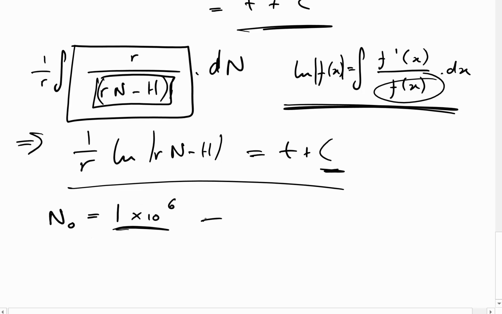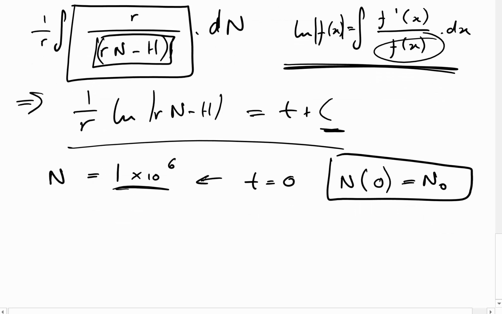So what does this actually mean? Well, when t equals 0, n equals that. That is what n naught is. So n of t equals 0 is going to be n0. That's just what my notation means. So when I put t equals 0 in, my n should be 1 million.